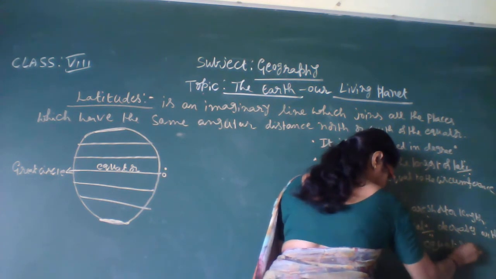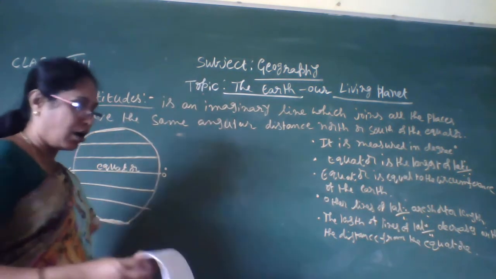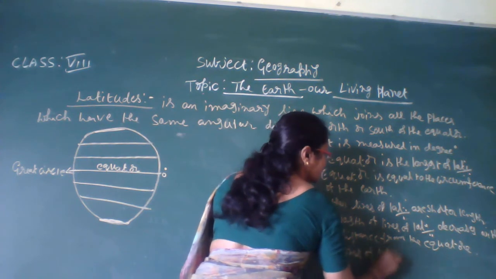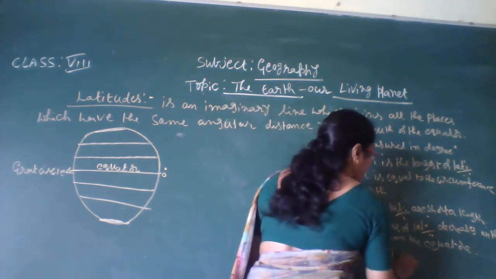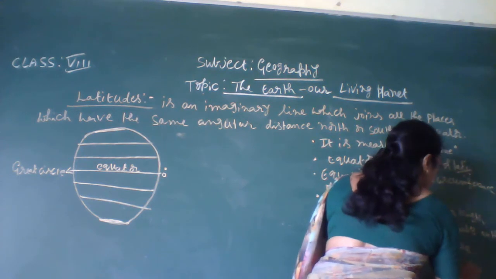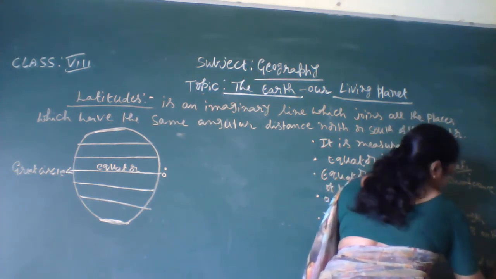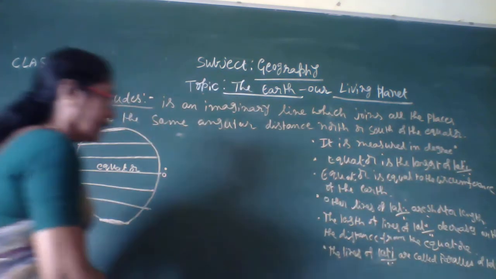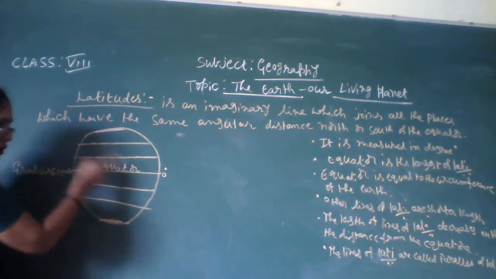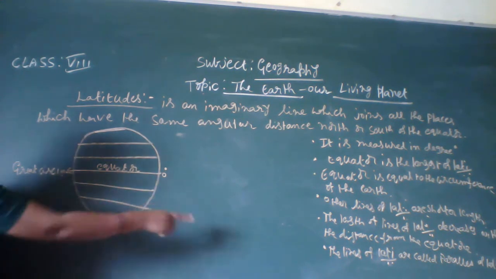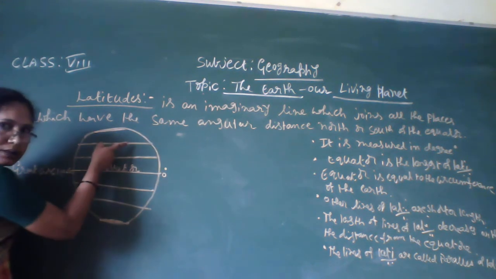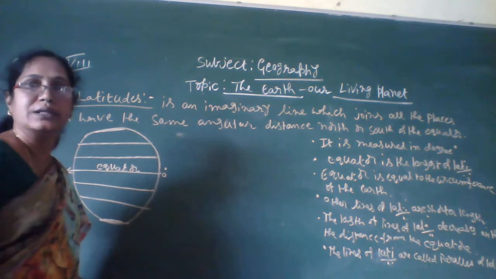Then therefore the lines of latitude are called parallels of latitude. These parallels of latitude never meet anywhere. The lines of latitude are called parallels of latitude, because they are parallel to each other. These lines never meet each other anywhere.